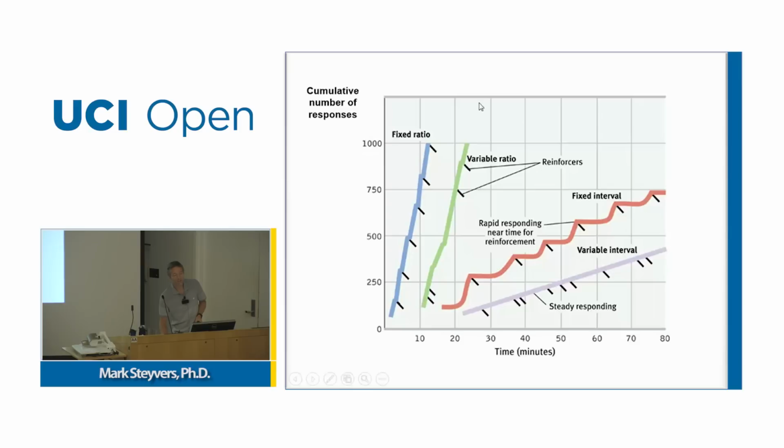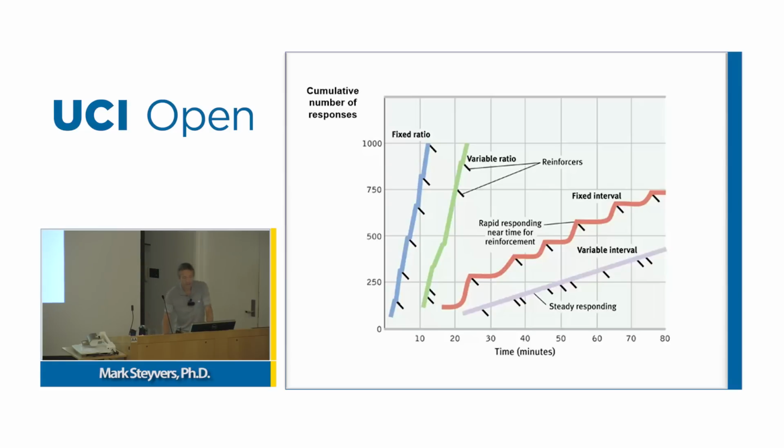So one thing you see in this graph is that these ratio schedules have steeper slopes than interval schedules. And that's the general result. If your behavior is rewarded based on how much work you're performing, you will work harder.